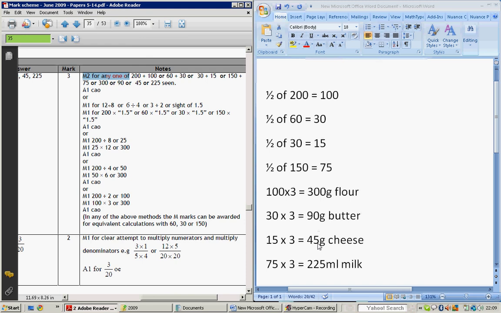30 plus 15 giving 45, or 150 plus 75, giving 225, or 90 or 45 or 225 seen. So if you have 300 written down somewhere, they'd give you 2 marks. 90 written down somewhere, they'd give you 2 marks, even if you didn't get the question right. 45 written down somewhere, you get 2 marks, or 225 written down somewhere, you get 2 marks. They've actually done a very clever thing here in the mark scheme.